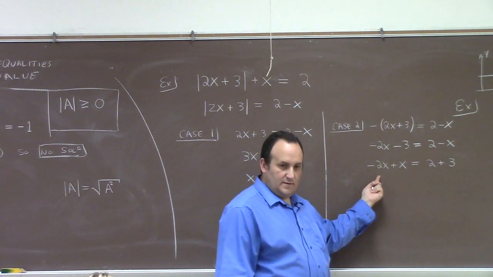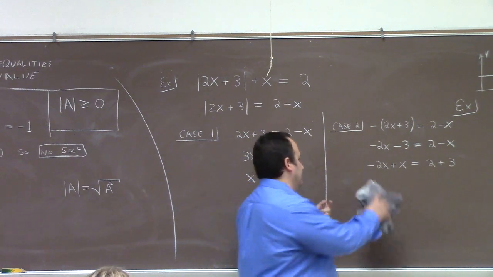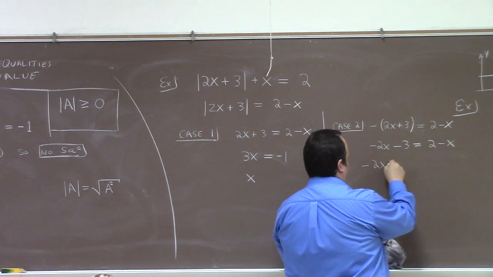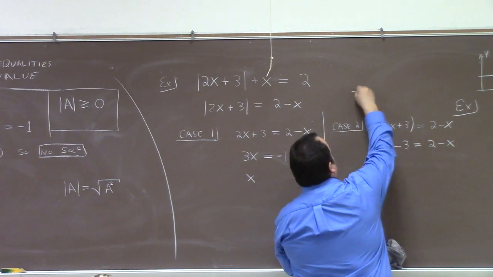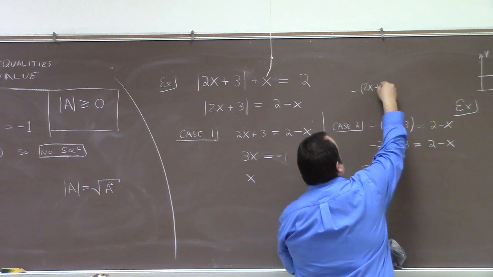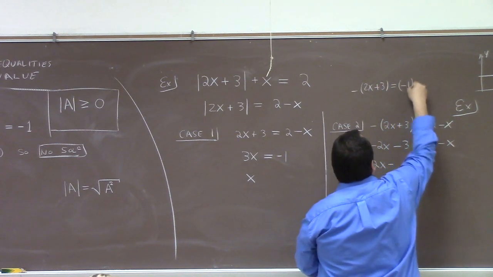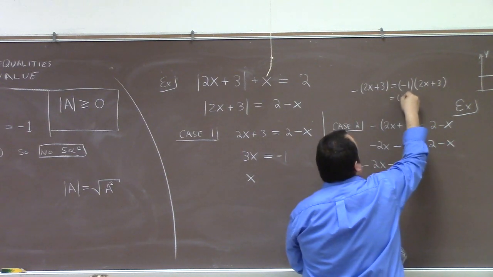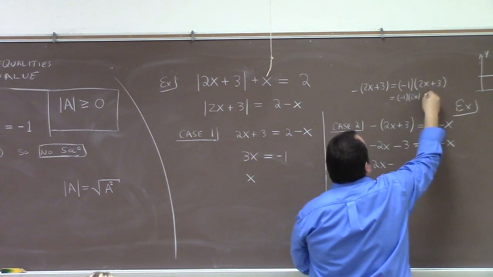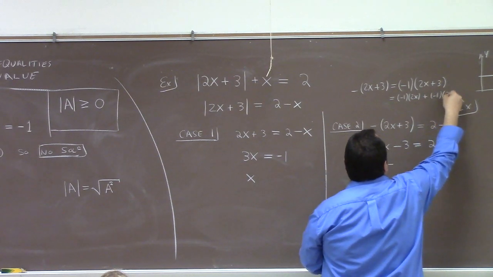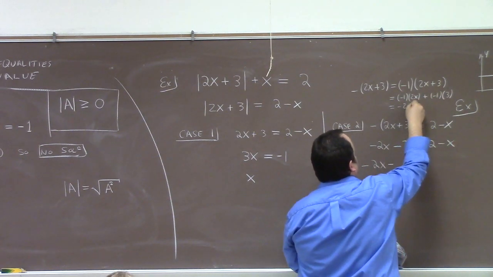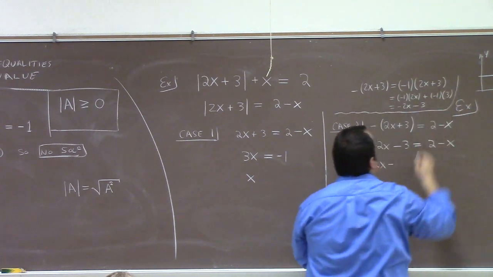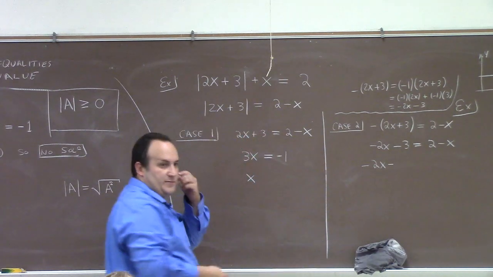Why did you change the 3 to a negative? Because minus 2x plus 3 is, by definition, minus 1 times 2x plus 3, so then we have to distribute. We distribute the minus 1 multiplication through.